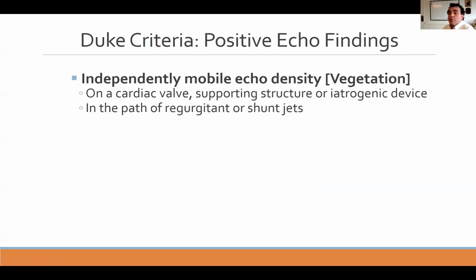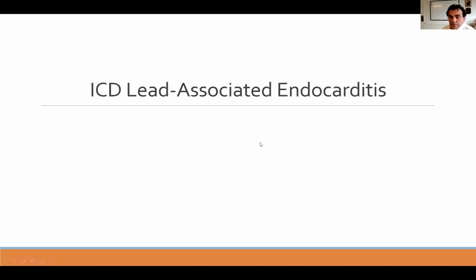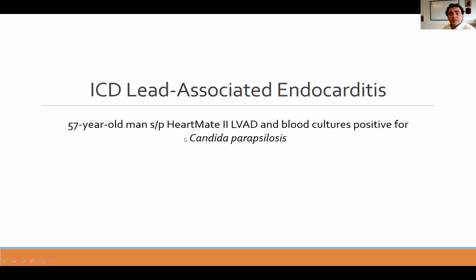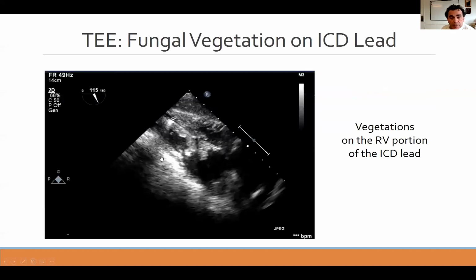Here we saw mural endocarditis of the left atrium in one case and the right atrium in the other, and they were in the path of either a mitral regurgitant jet or the jet from the dialysis catheter. How about ICD lead associated endocarditis that can occur? This is a 57-year-old man, status post HeartMate 2 left ventricular assist device, and blood culture is positive for Candida parapsilosis. So in this case, we have a fungal organism and we have a device, in this case an ICD, but a similar presentation can occur with pacing leads as well.